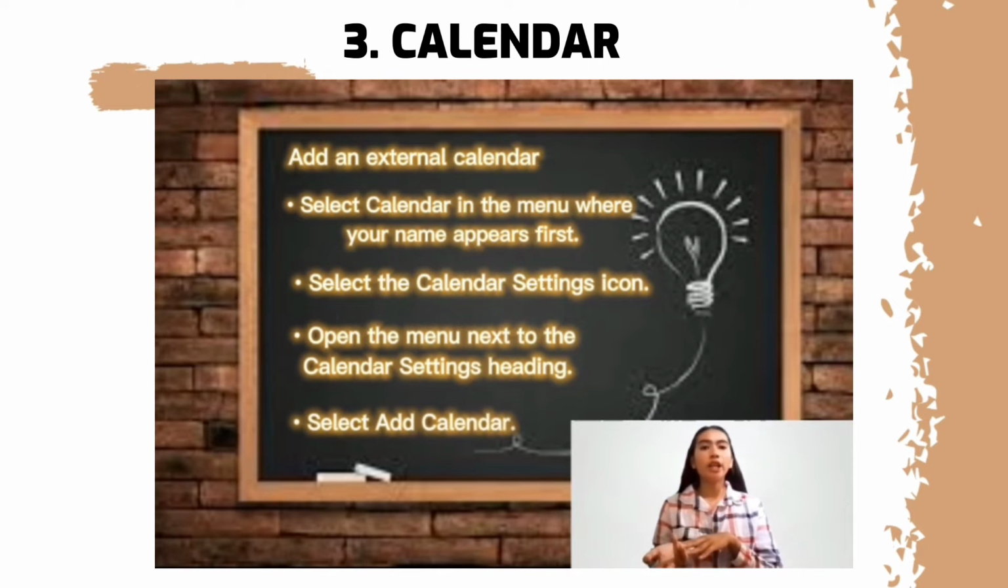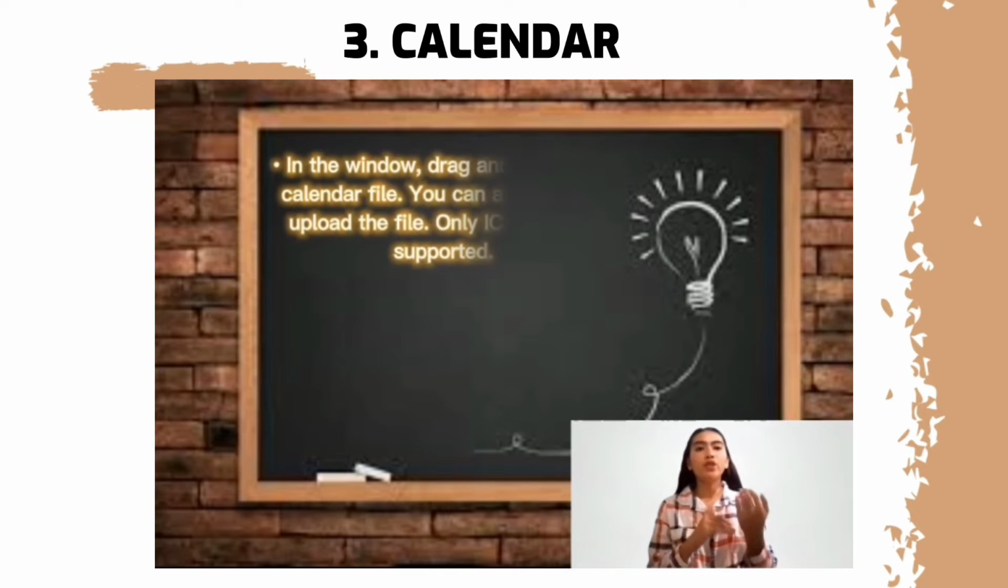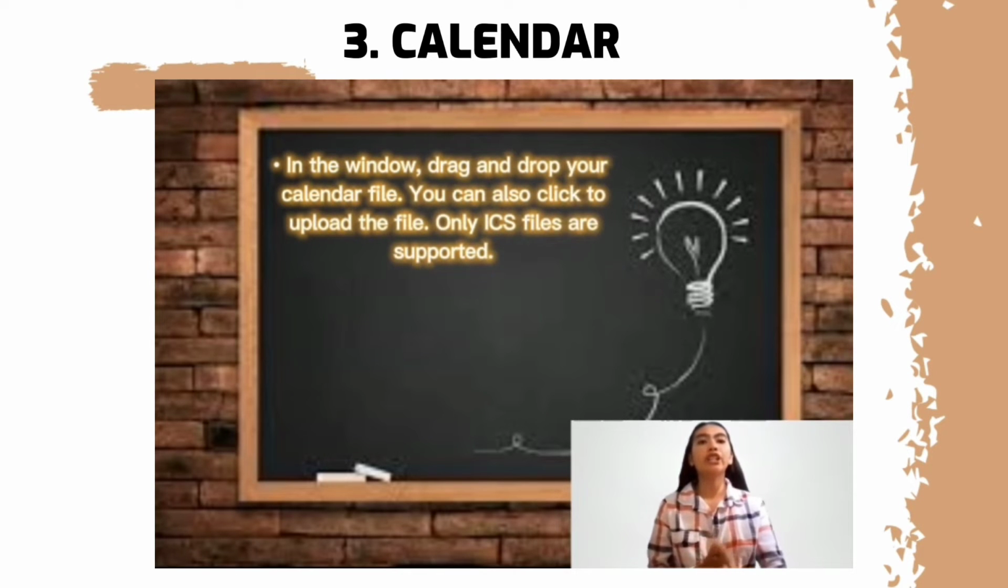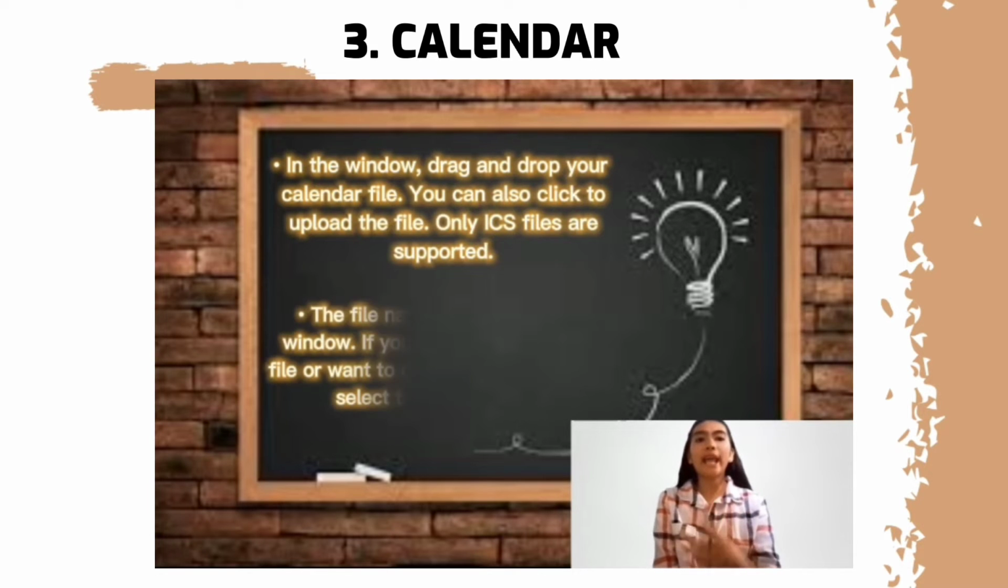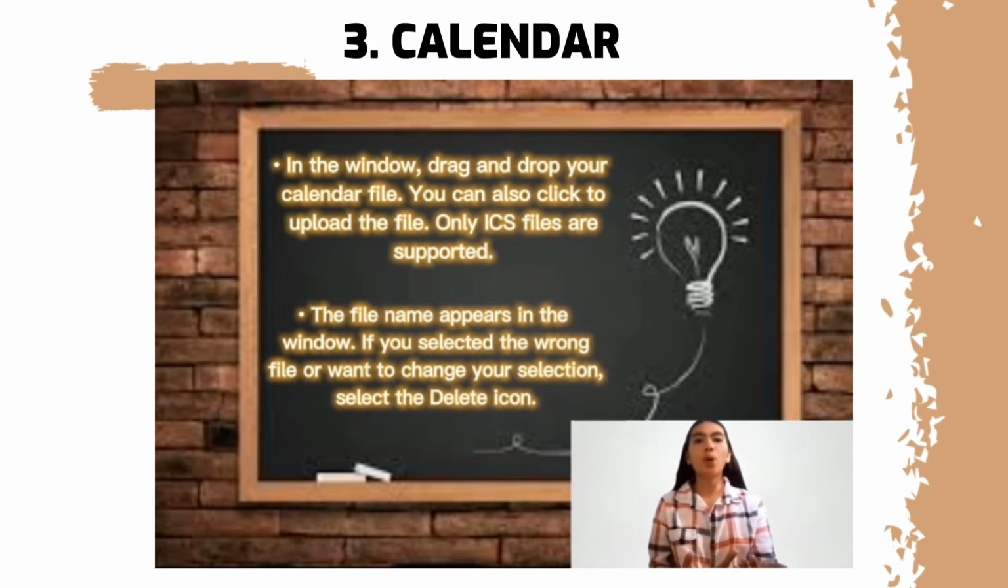Select add calendar. In the window, drag and drop your calendar file. You can also click to upload the file. Only ICS files are supported. The file name appears in the window. If you selected the wrong file or want to change your selection, select the delete icon.